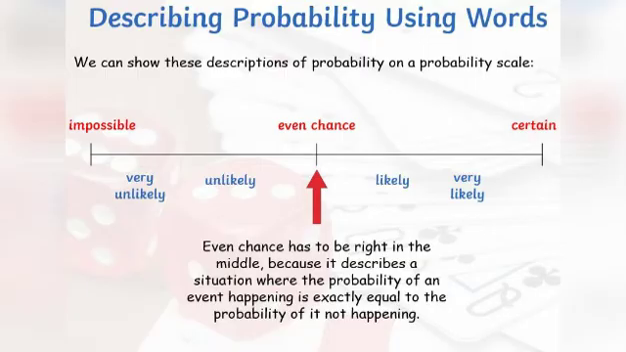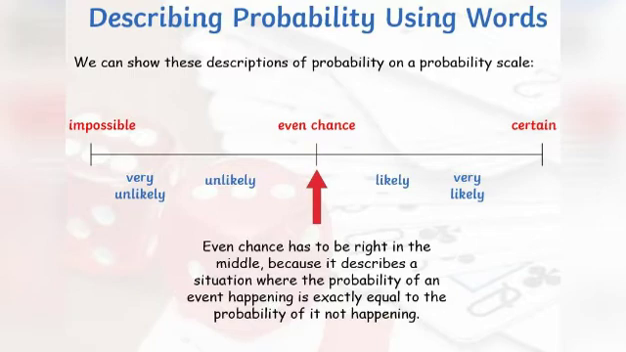We can then take these probability words and show them on what's known as a probability scale. Let's take a closer look. If you look at the left-hand side of the scale, you'll see the word impossible. Again, those are the events that are definitely not going to happen. At the right-hand side, we've got certain, something that's definitely going to happen. And in between, we've got our words very unlikely, unlikely, likely, and very likely.